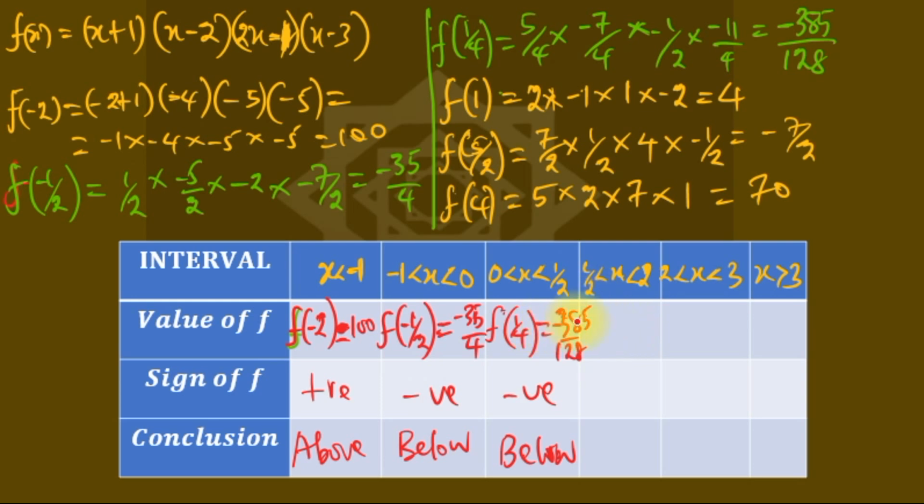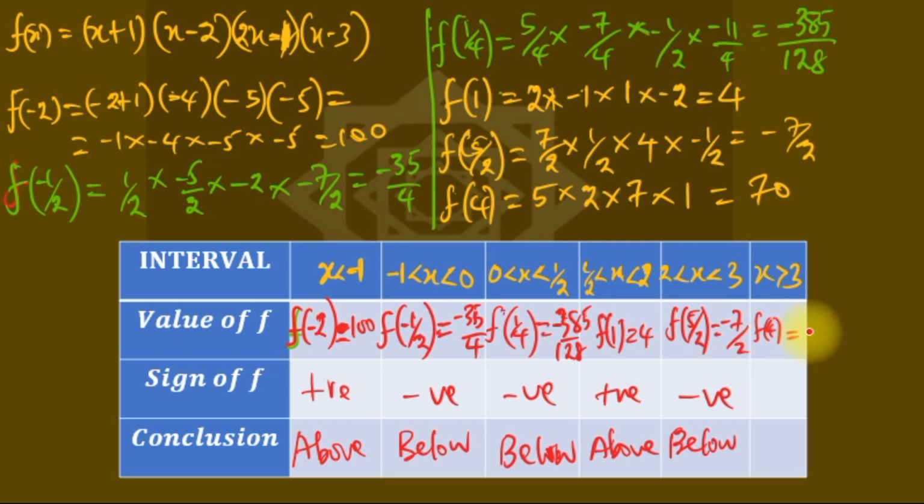So we substituted f of 1 and it gave us 4. That means positive, means above. We substituted f of 5 over 2, gave us minus 7 over 2, which is negative, meaning below. So finally, we substituted f of 4, and it gave us 7, which is positive, meaning above. So we're going to use this to plot the graph. So let's sketch the graph.